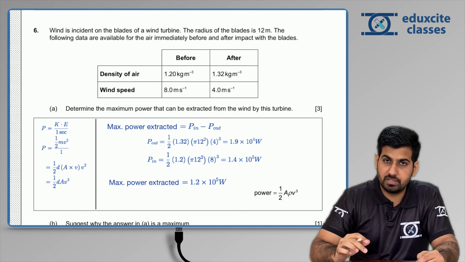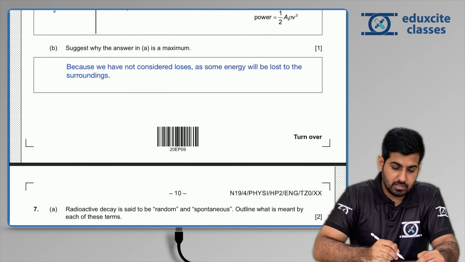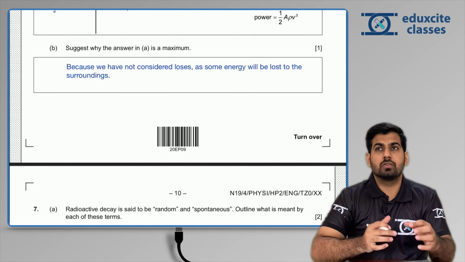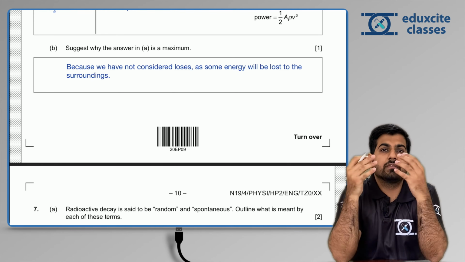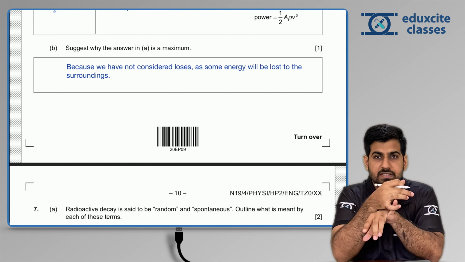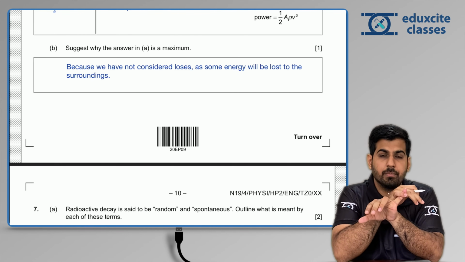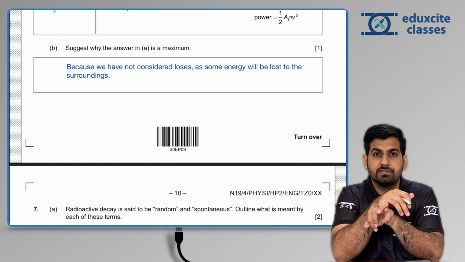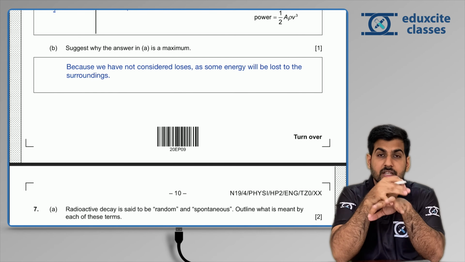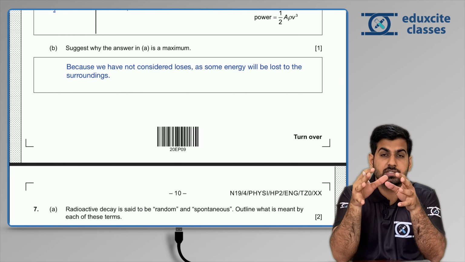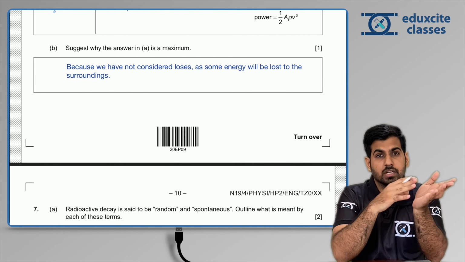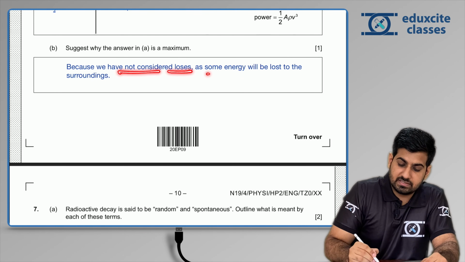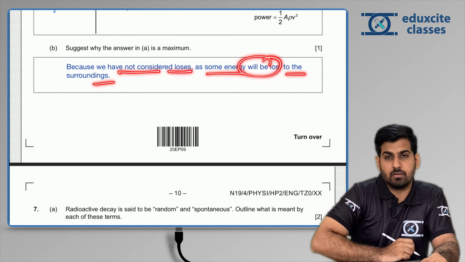I hope it is clear to you. Now suggest why answer A is a maximum. This is a maximum power because we have not considered any losses during the conversion, before and after the impact. We know that there is no machinery which is 100% efficient. There is some energy loss to the surroundings in any conversion of energy, and we have not considered these losses.